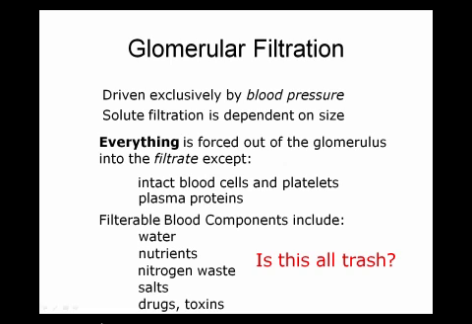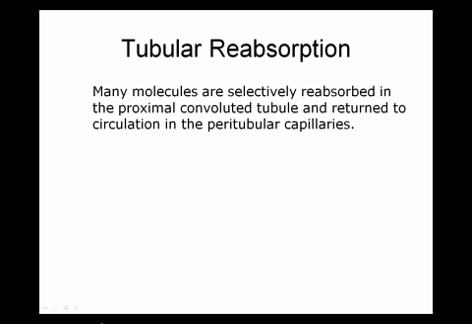Anything that remains in the kidney tubules is going to pass through the proximal convoluted tubule, the loop of the nephron, the distal convoluted tubule, eventually into the collecting duct. Anything that stays in those tubules is urine. And obviously, if we look at this list, there are some things that we would want to save. So the next step of urine formation is tubular reabsorption.